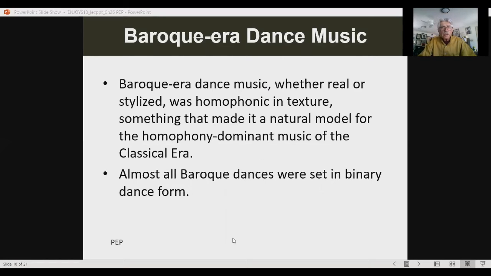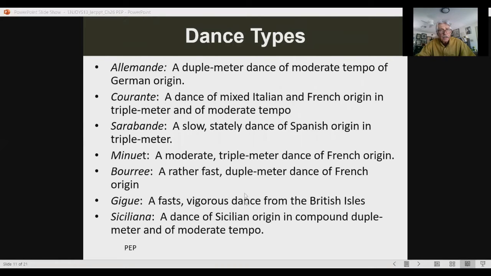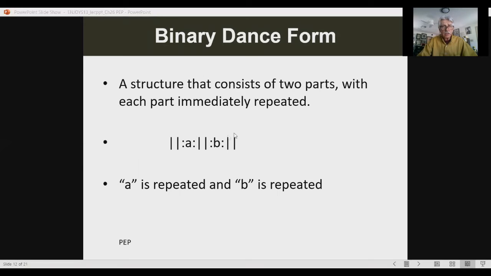Homophonic, what does that mean? One melodic element and everything else to support that. But there is also polyphony, especially the gigue, which is very polyphonic. Again, you could have an allemande from Germany, a courante from France, sarabande from Spain, minuet from France, a bourrée from France, gigue, English gigue, and a Siciliano Italian dance. And they all had specific characteristics, and you can look up and see illustrations of how to dance these dances. So again, this is a schematic for binary form. We would show the A section with the repeats and the B section repeated.